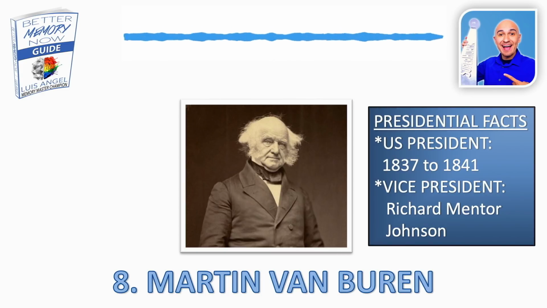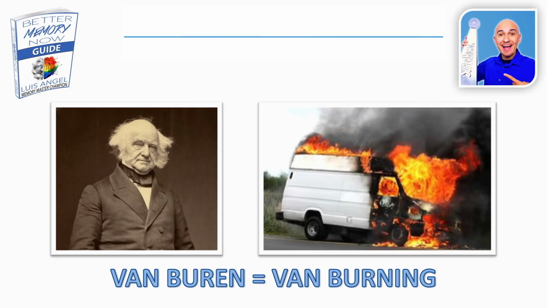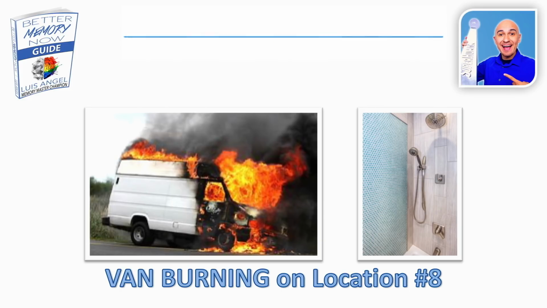We have a few more here for the eighth president. We know that that's Martin Van Buren. He was president from 1837 through 1841. And his vice president was Richard Mentor Johnson. For Van Buren, I would picture a van burning. And I would see that on my eighth location. So for me, it's a shower. So what is that eighth location for you?